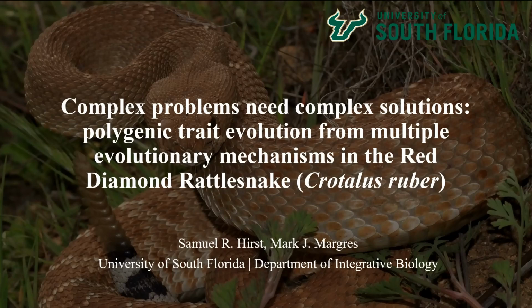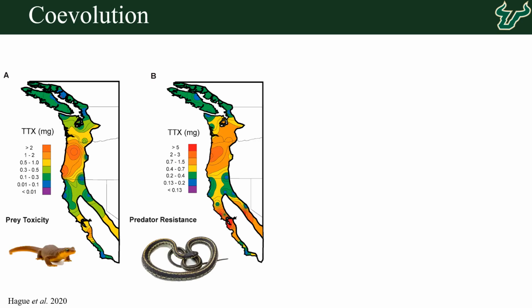For my presentation today, I'll be exploring how different evolutionary forces contribute to the evolution of venom in the red diamond rattlesnake. I want to begin by discussing coevolution, as coevolution is often viewed as the predominant driver of adaptive trait variation between interacting species. So here we see what is often used as a textbook example of a predator-prey coevolutionary dynamic.